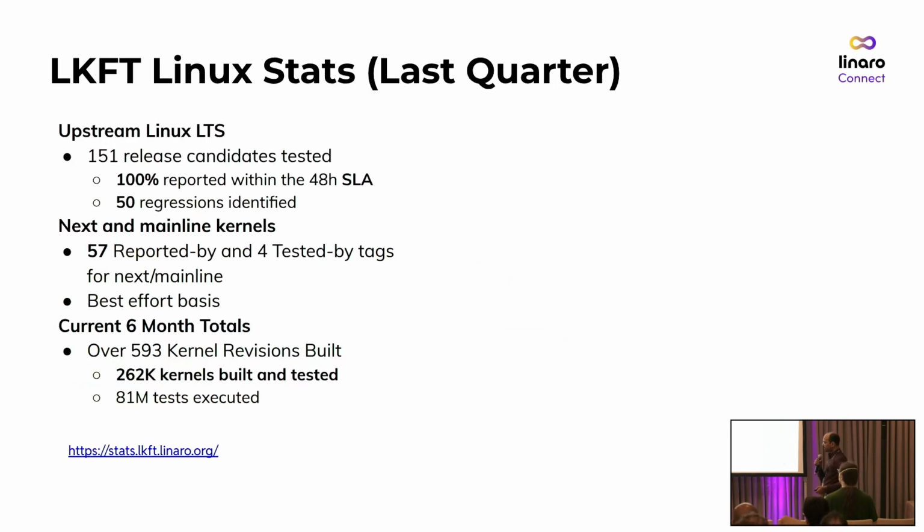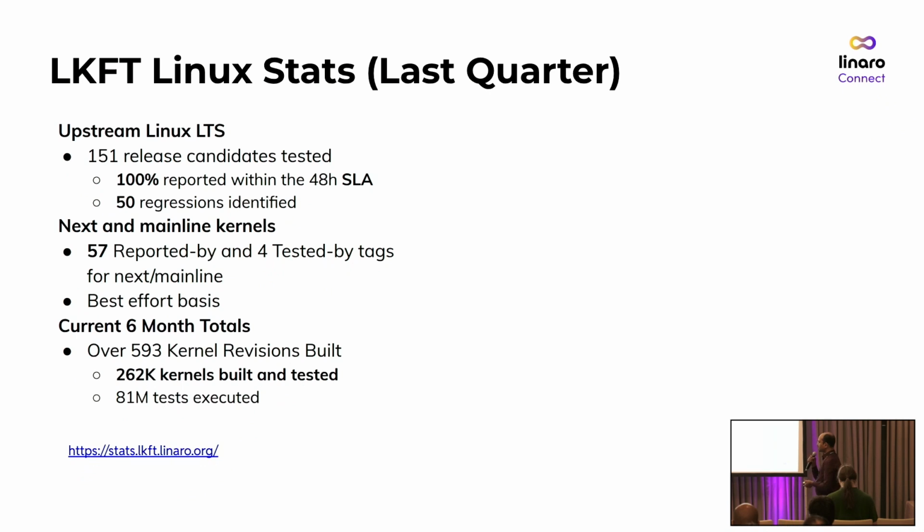If you look at the last quarter, these are the stats: what we have done and how much we have done. These are just numbers, but they give you a sense of the real work, the regression count, and the number of builds that we have done. It's pretty impressive in a way, but we would like to scale up much more. It's good that we found 50 regressions out of 151 release candidates from LTS itself, the long-term stable kernel RCs.